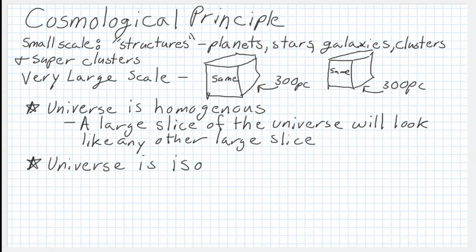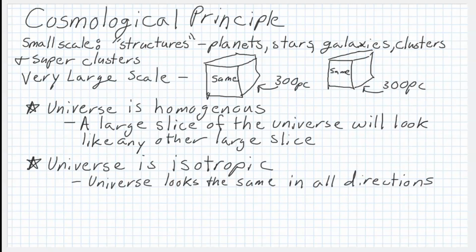The next cosmological principle is that the universe is isotropic. This means the universe looks the same in all directions. I can look out toward one part of the universe and see pretty much what I would see if I looked out at the universe 300 parsecs from that point.